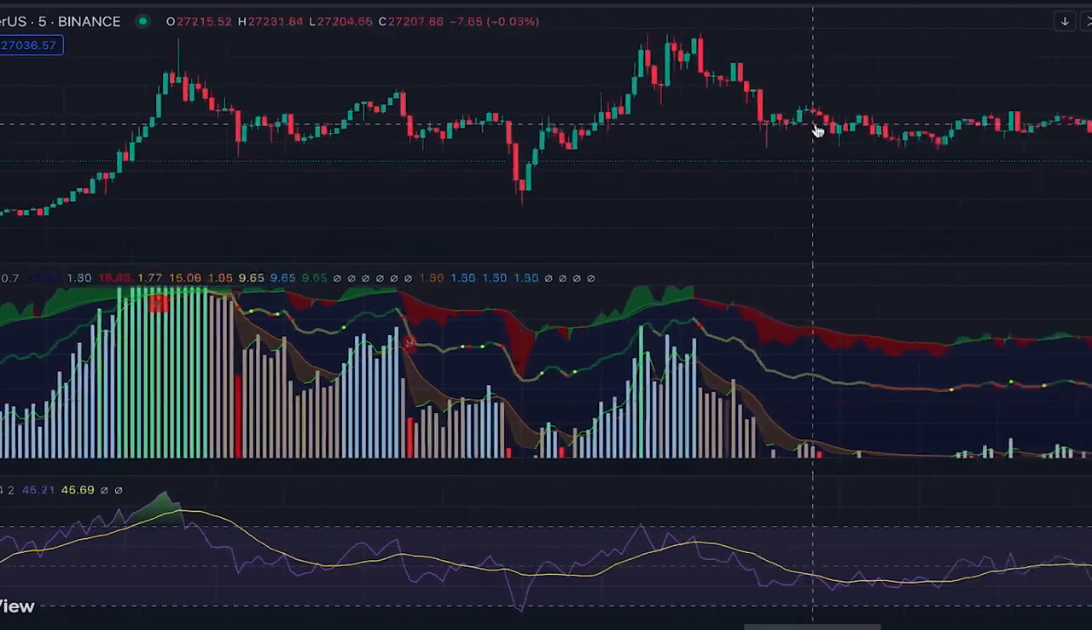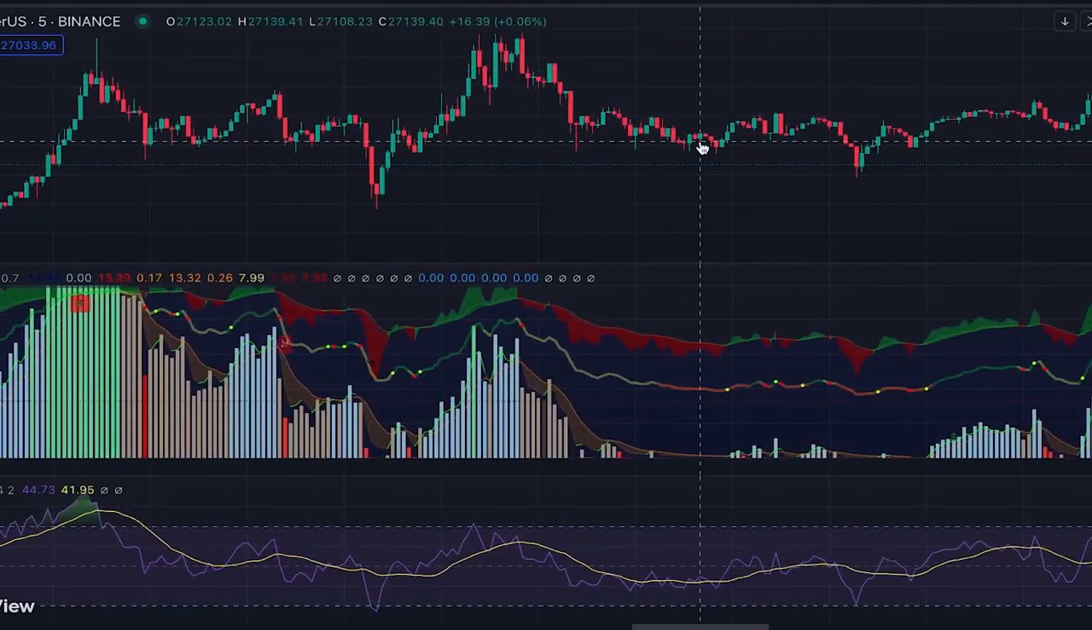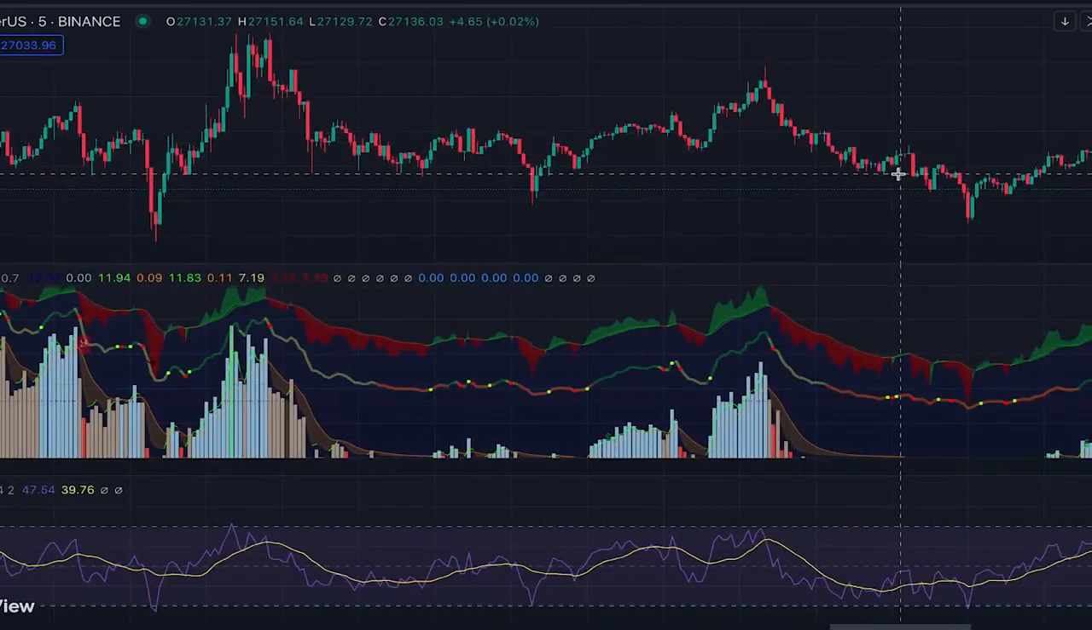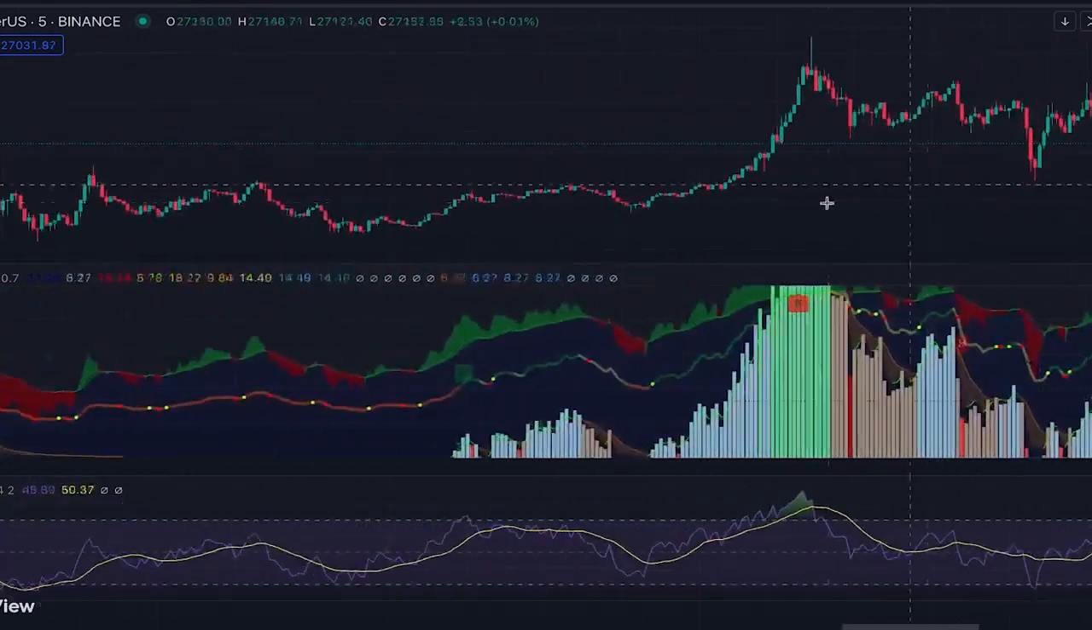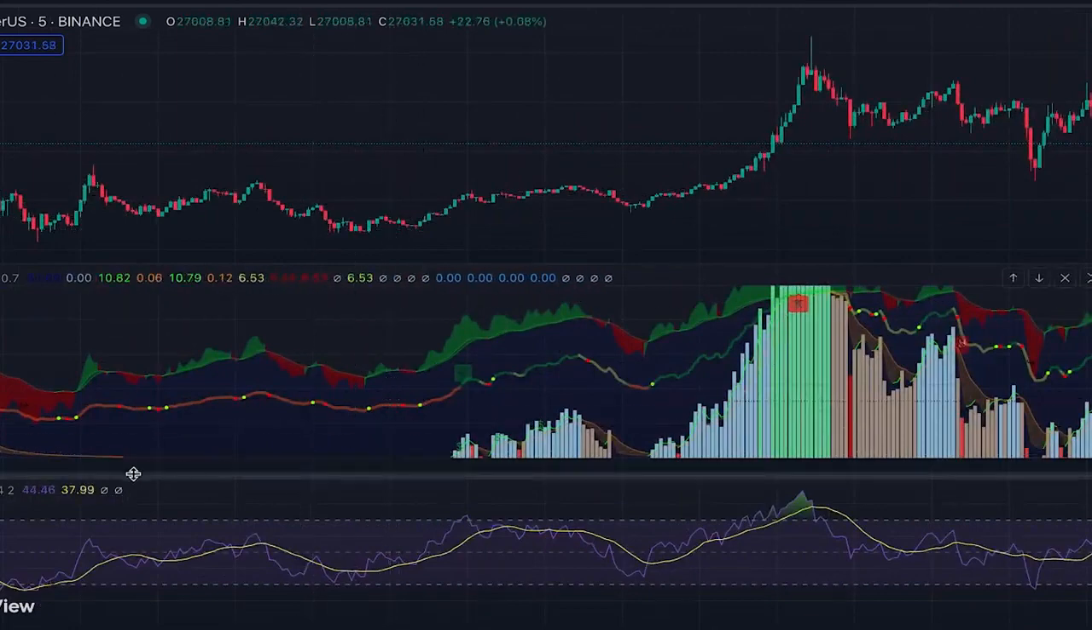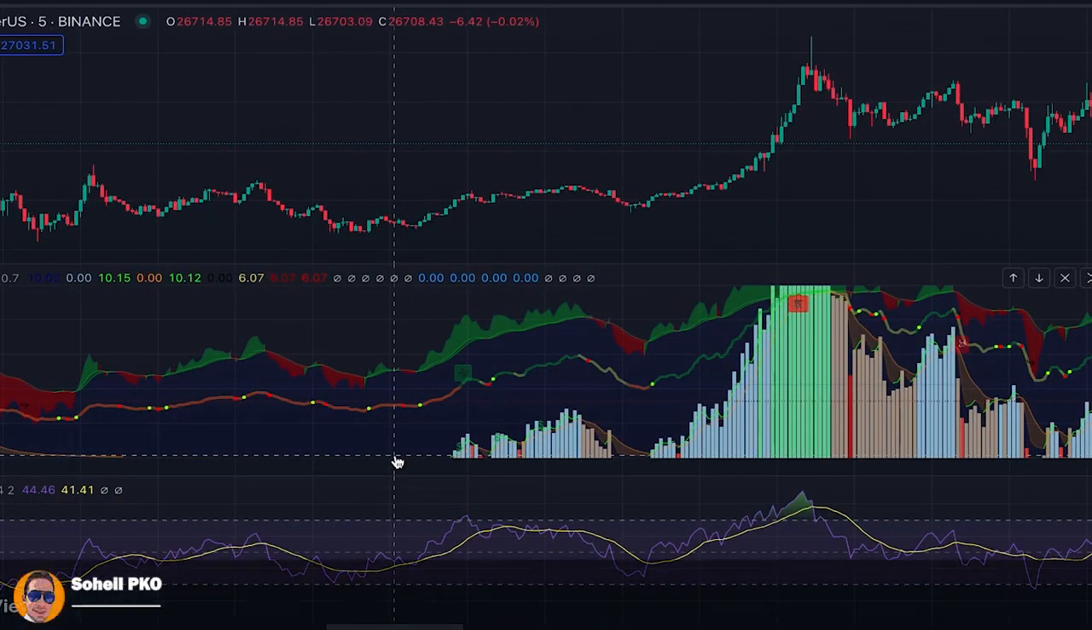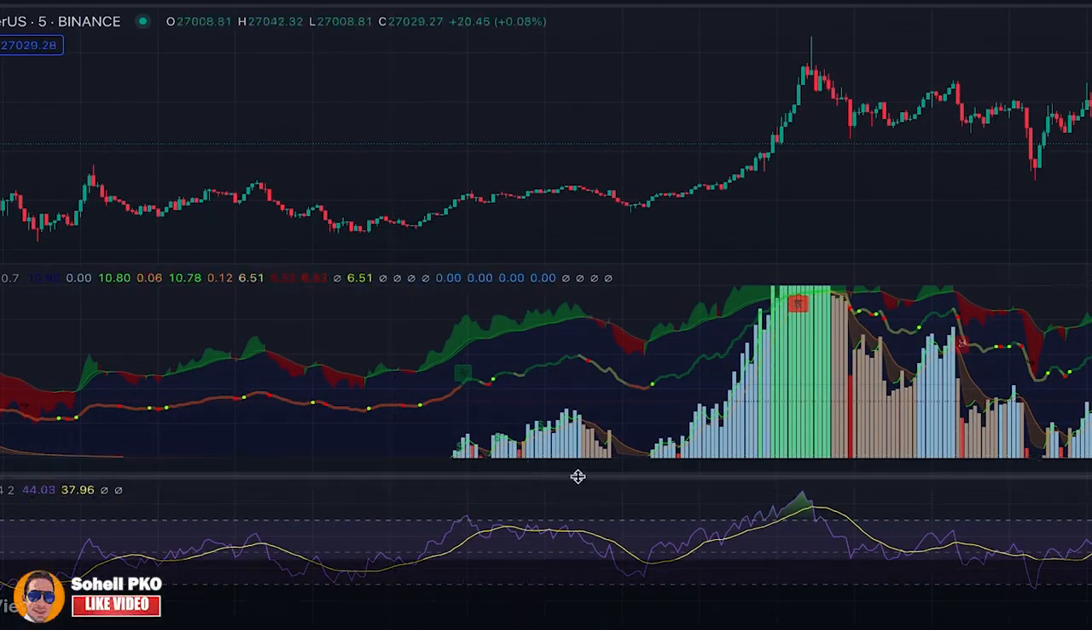In times that the market is declining, like here, or for example here, and also in times that the market is flat, like here, or for example here in this part, you can see that we don't have any bars, because as I said, this indicator only shows buying activity of institutional and large traders.